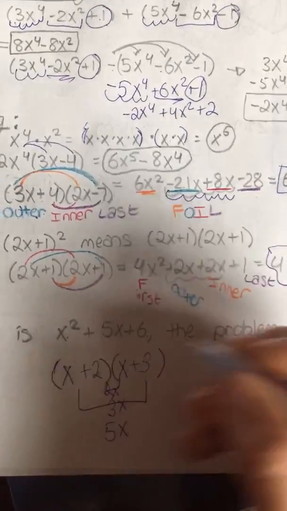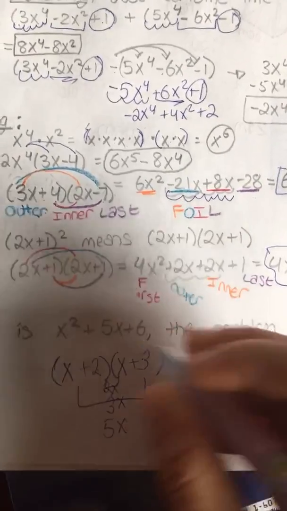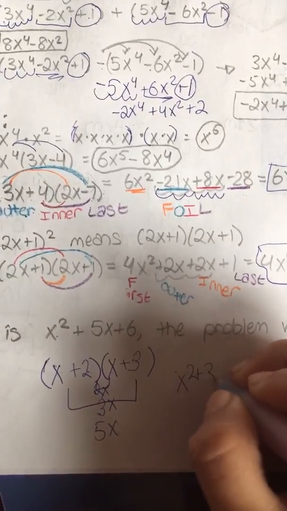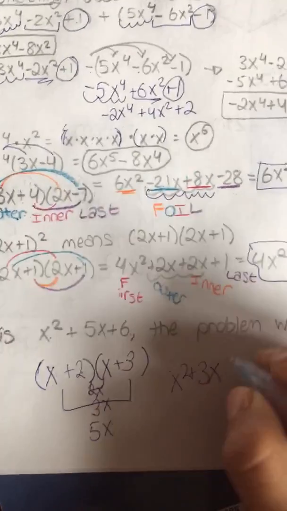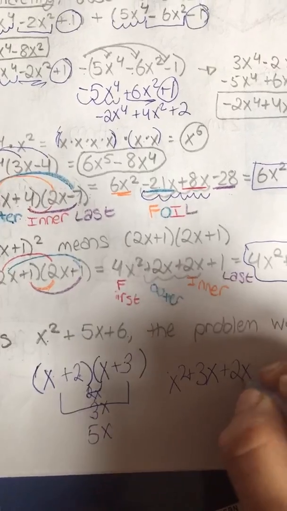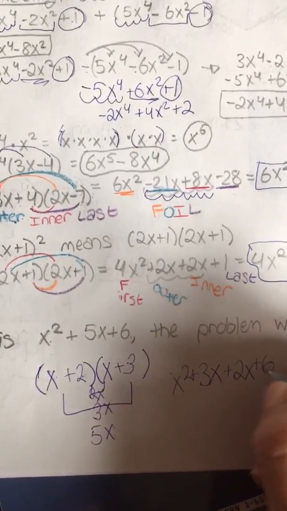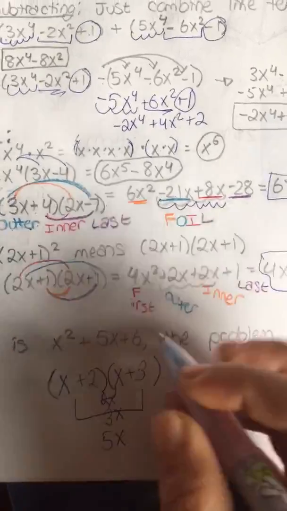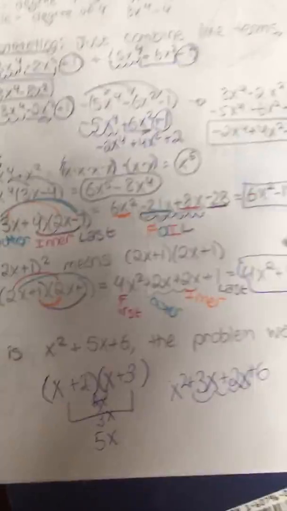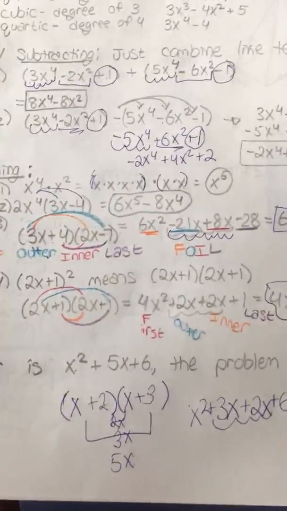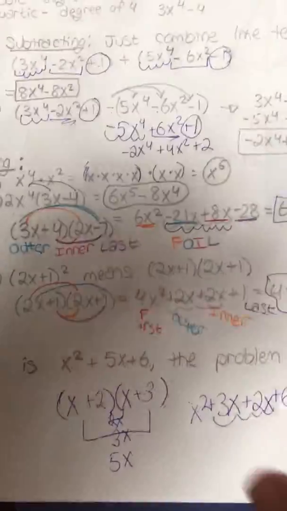So my FOIL would be x times x is x squared. Outer plus 3x. Inner plus 2x. Last, 2 times 3 is 6. That would simplify back to this problem. So you don't have to do it this way. I just wanted to give you some guidance in case you were completely stuck.